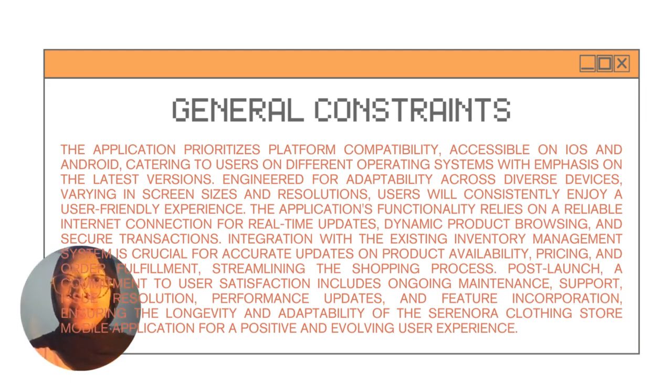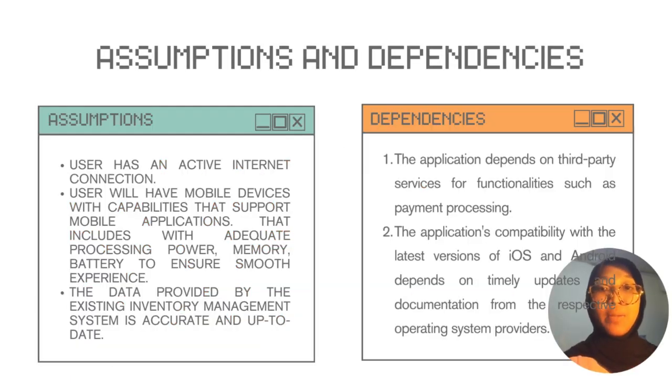transactions. And the next is assumptions and dependencies. In this SRS, the first assumption is the user has an active internet connection, and the second is the user will have a mobile device capable of supporting the mobile application, with adequate processing power, memory, and battery to ensure a smooth experience. And the third assumption is that the data provided by the existing inventory management system is accurate and up to date.